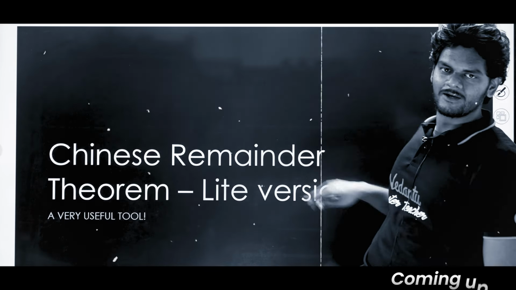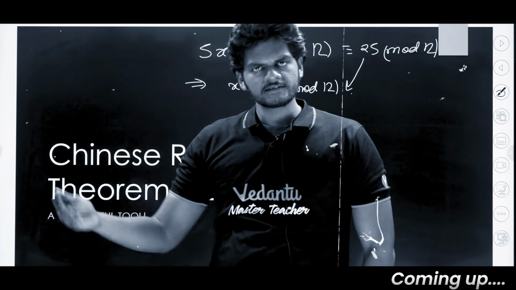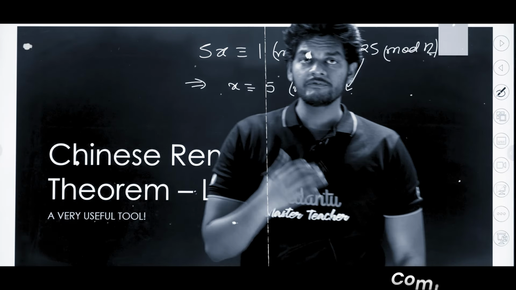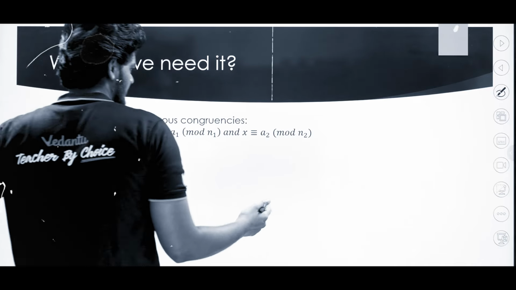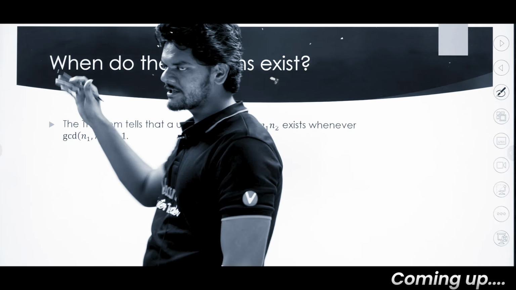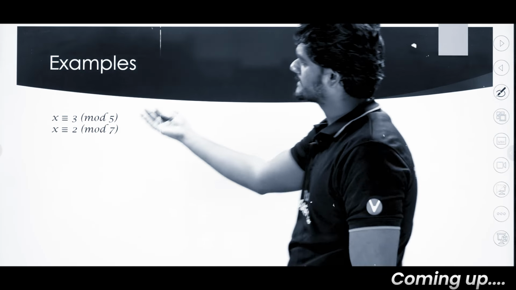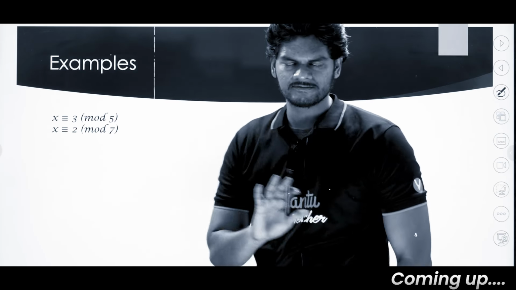The light version of Chinese Remainder Theorem. In Chinese Remainder Theorem, what we do is we solve for 2. What does the theorem tell us? We will look at that. What does the theorem actually tell us? I will only do one example in this video.